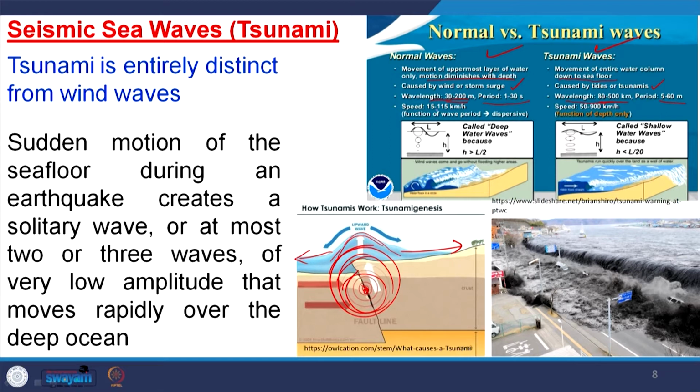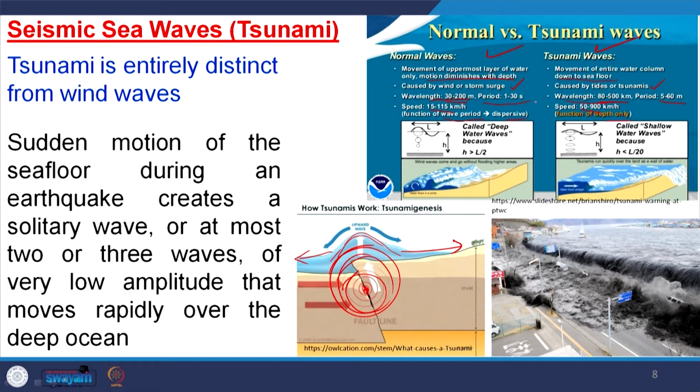So, the speed of wind waves is 15 to 115 kilometers per hour, while for tsunamis it is 50 to 900 kilometers per hour. Wind wave speed is a function of wave period and is dispersive, while tsunami speed is a function of depth only. So, by careful observation of the nature of the wave, we can distinguish which type of wave is coming from a tsunami and which is coming from a normal storm surge or the normal level of the sea due to wind friction.